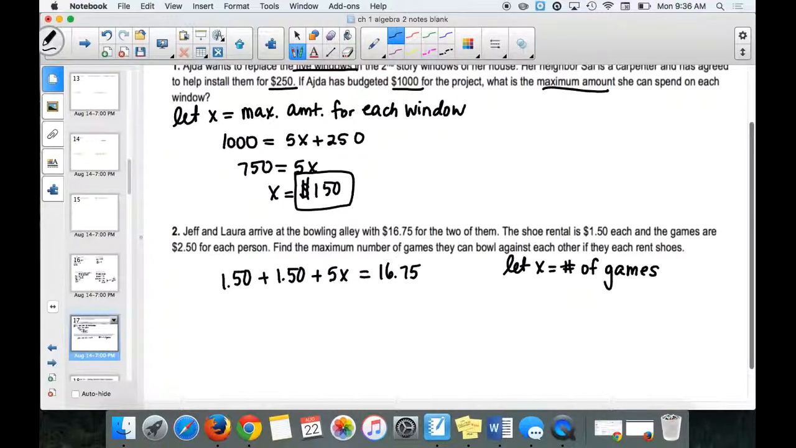Okay, so when we add the $1.50 plus $1.50, we get $3. And we're going to subtract that over. So when we subtract that over, we get $13.75. So when we do $13.75 divided by 5, we get $2.75.